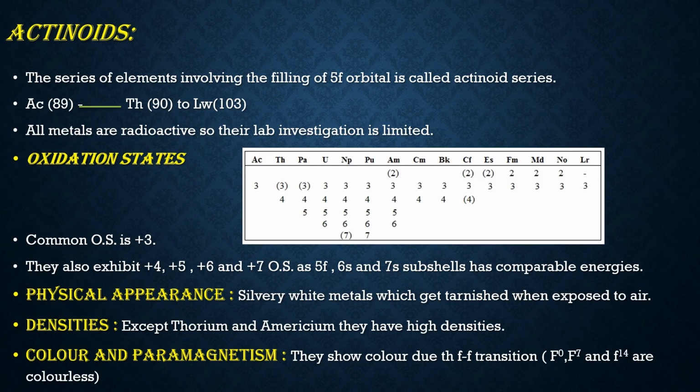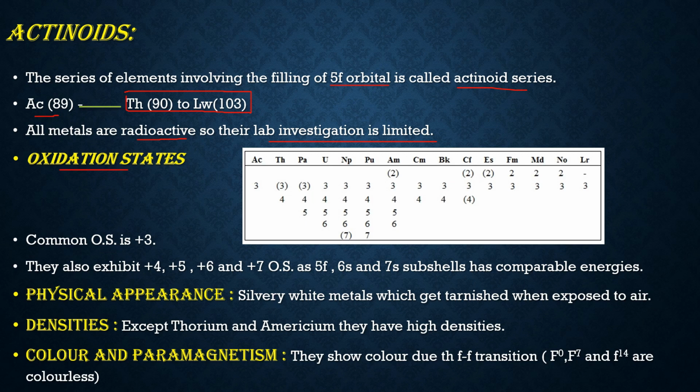Now next is the actinoid series, in which the elements involve the filling of 5f orbitals. So the elements in which the 5f orbitals are filled are called the actinoid series. The series starts after actinium, from thorium to lawrencium, that is from atomic number 90 to 103. All metals of this series, that is the 5f series, are radioactive in nature, so their lab investigation is very limited.